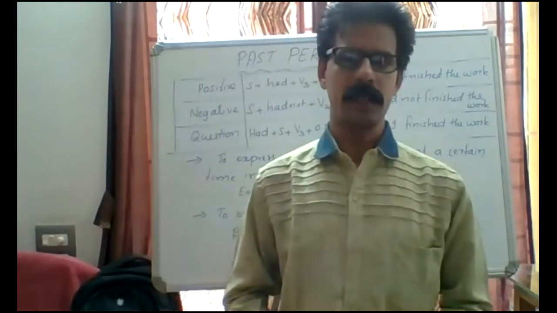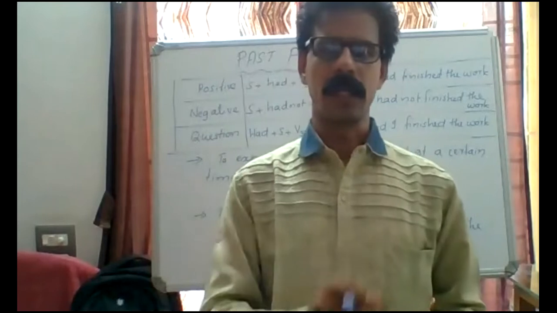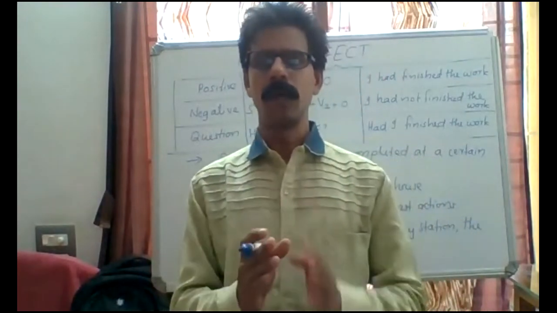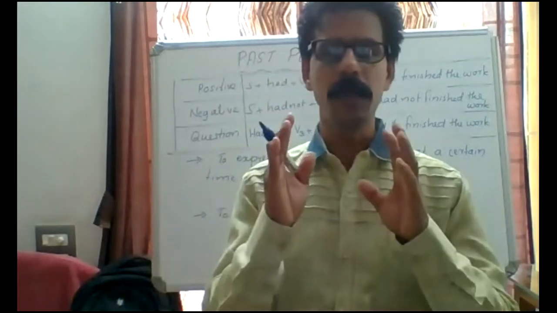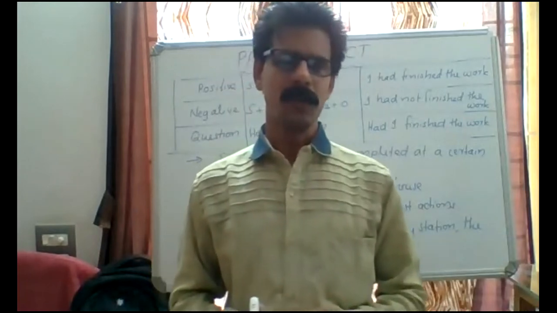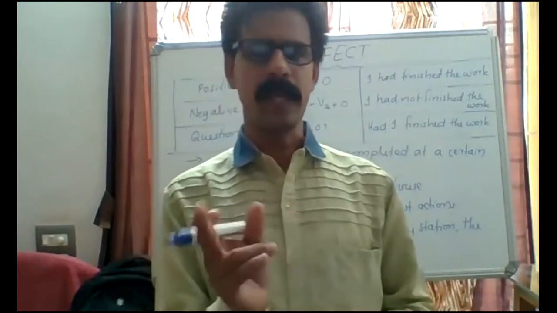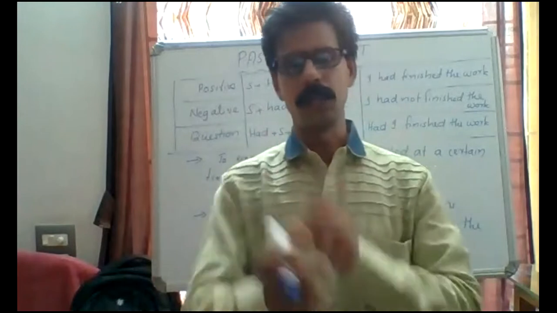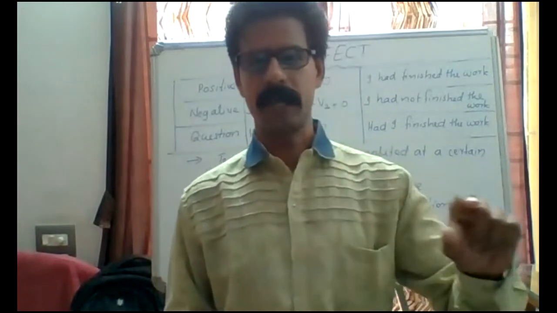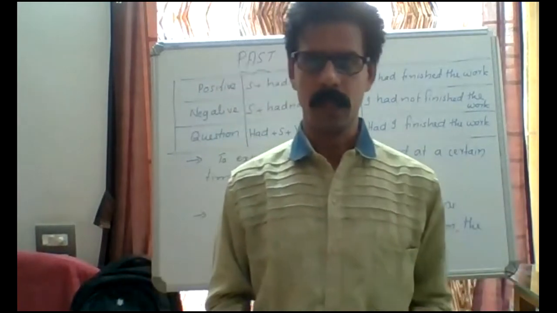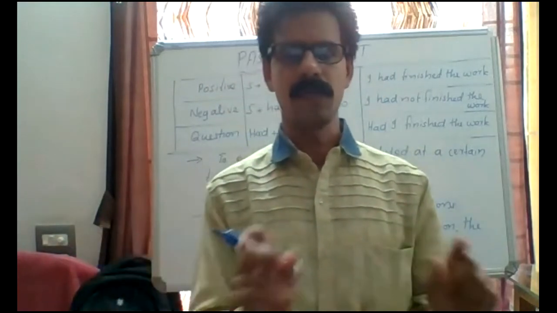In these three sentences, what did you observe? In all these three sentences, there is a single verb, that is verb 2, not verb 3. How is it verb 2? First one is I packed the luggage. Here, packed, P-A-C-K-E-D, is the V2. The second sentence, I took a bath. Took is the V2. The third sentence is I left for the airport. Leave, left. Left is the V2.